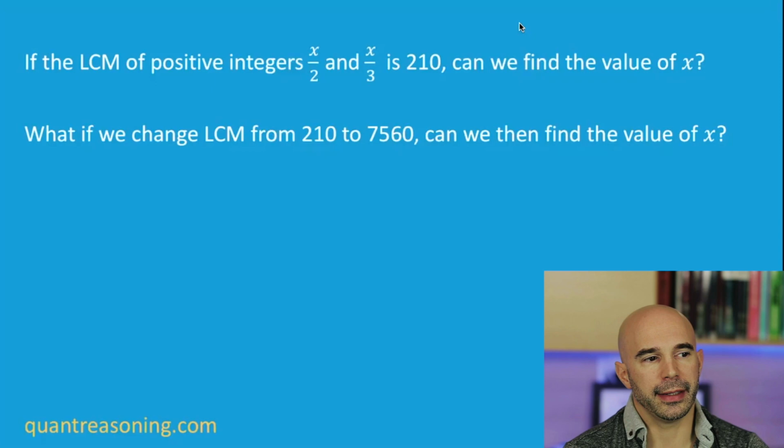Why is it that x is definitely 7,560 in this case?